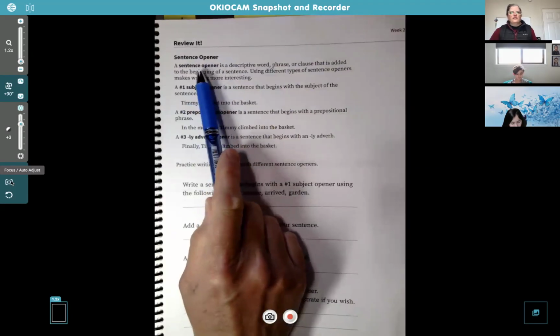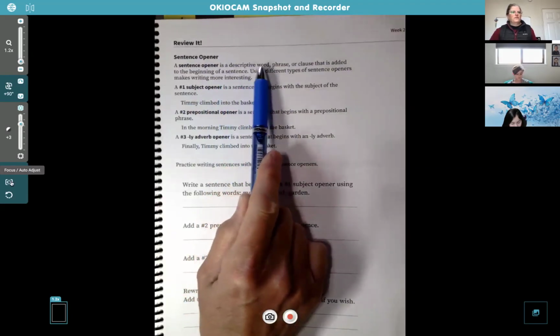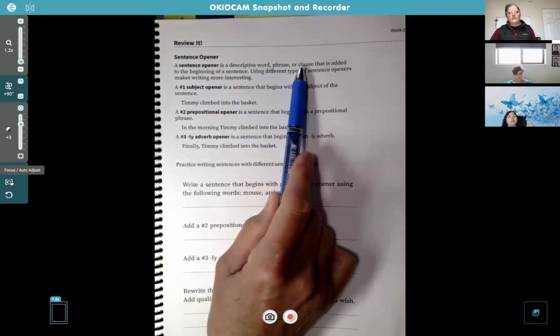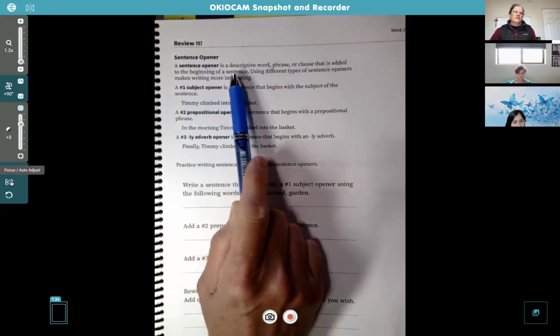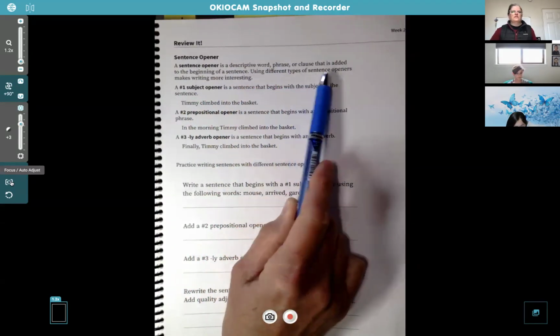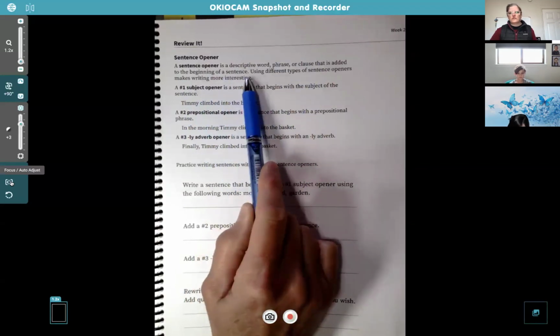So you already know that a sentence opener is a descriptive word or phrase or clause that is added to the beginning of a sentence. Using different types of sentence openers makes writing more interesting.